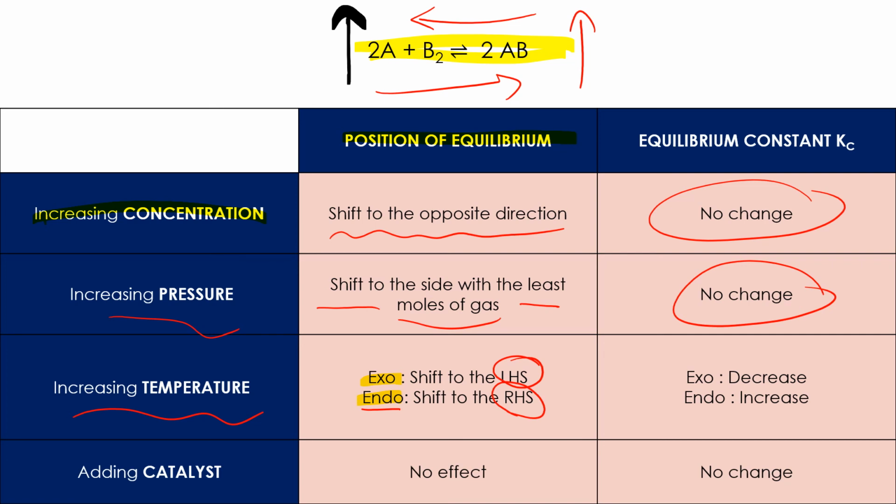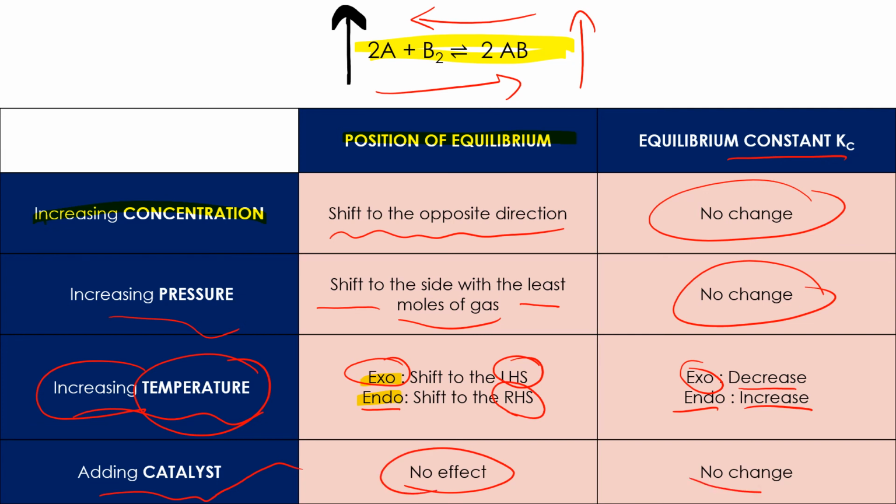Of course, temperature is the only thing that will affect the equilibrium constant. If you increase the temperature on an exothermic reaction, the equilibrium constant will decrease. For an endothermic reaction, the equilibrium constant will increase. What will happen if you add a catalyst? Nothing will happen: no effect on Kc and no effect on the position of equilibrium.